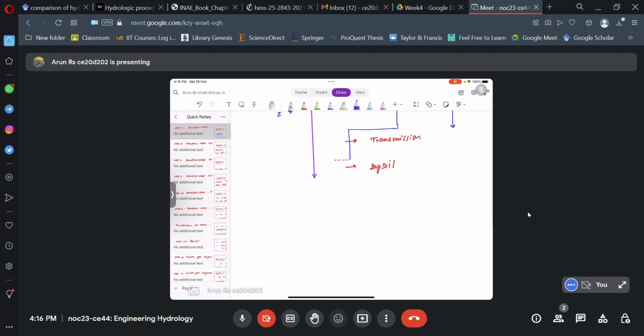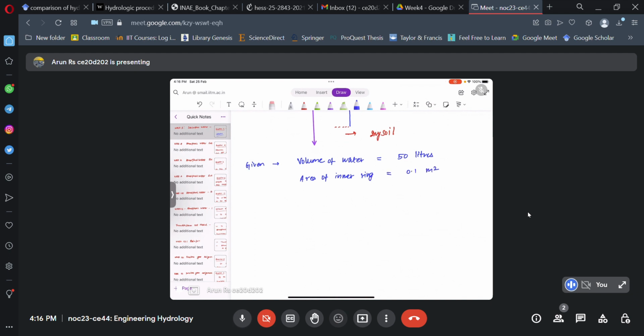For that we have been given the data: the volume of water that is infiltrated into the soil is 50 liters. Sorry, this is the volume of water. We have to convert it into the depth, and we are also given the inner ring area. The area of the inner ring is equal to 0.1 square meters. Now we need to find out the depth of water that is infiltrated.